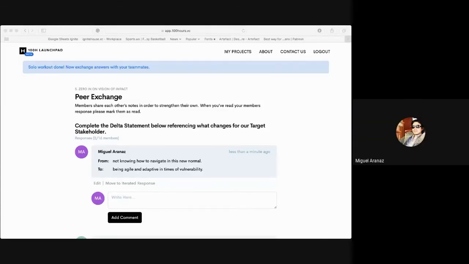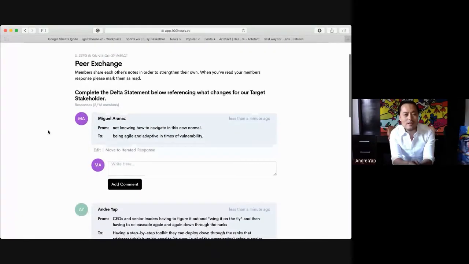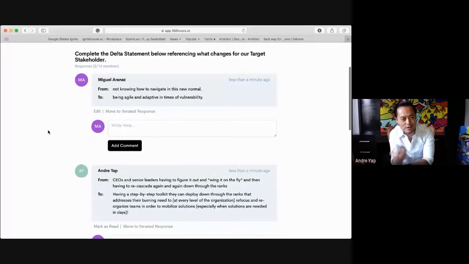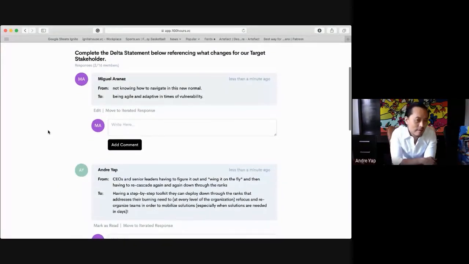All right. Okay, so let's start with Ignite's situation. Again, our target stakeholders are, to recap, business leaders, in this time where there's so much that they need to refocus and reorganize. So Miguel's Delta statement is not knowing how to navigate in this new normal, from not knowing to being agile and adaptive in times of vulnerability.